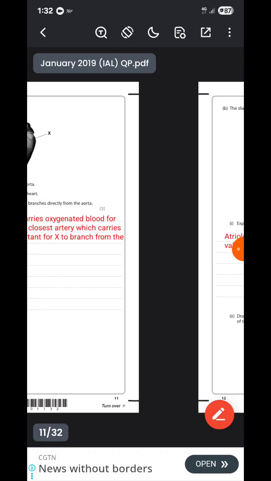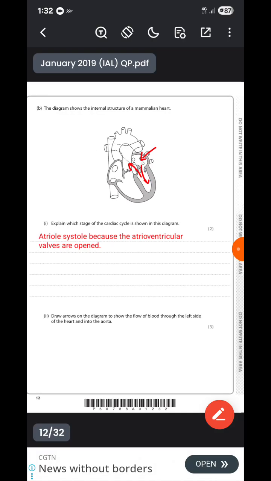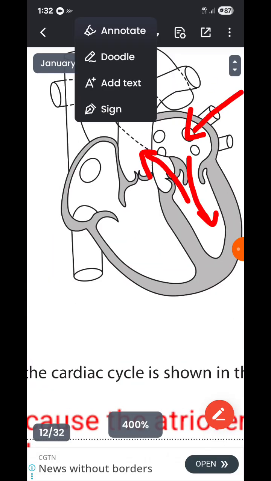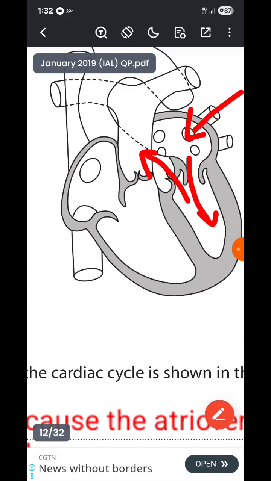Okay. Part B. The diagram shows the internal structure of a mammalian heart. Roman numeral 1. Explain which stage of the cardiac cycle is shown in this diagram. So it's atrial systole because the atrioventricular valves are open. Okay, so we can see these are the atrioventricular valves. Okay, so they are open.